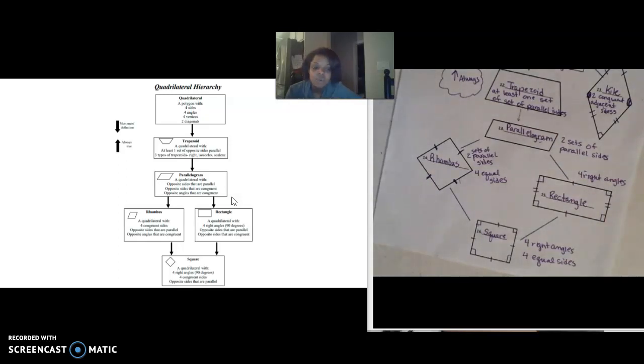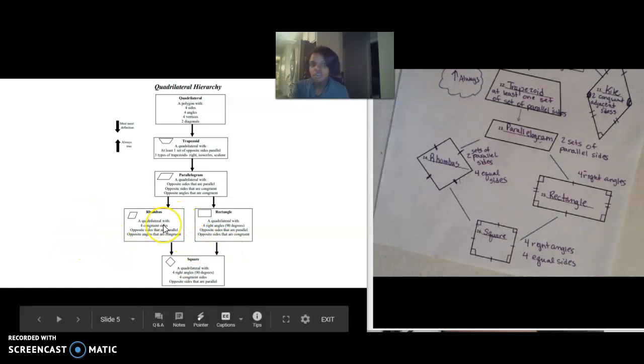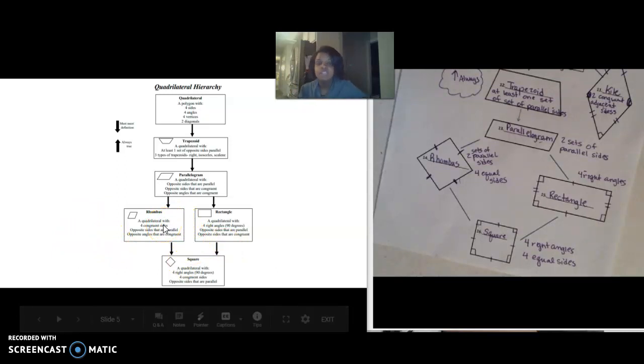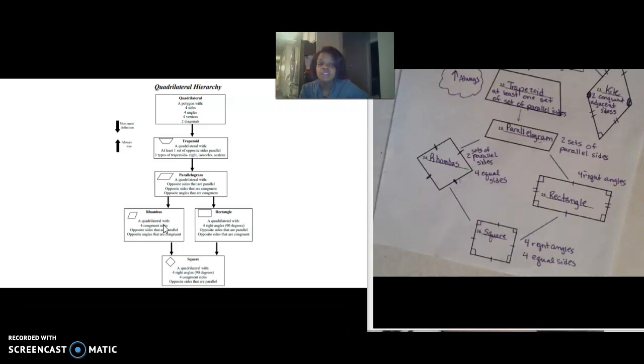A rhombus is a quadrilateral with 4 congruent sides, opposite sides that are parallel, and opposite angles that are congruent. A rectangle is a quadrilateral with 4 right angles, opposite sides are parallel, and opposite sides are congruent. So basically when I say opposite sides are parallel and opposite sides are congruent, I'm calling them parallelograms because that is the definition of a parallelogram. And a square has 4 right angles, 4 congruent sides, and it's a parallelogram, okay?